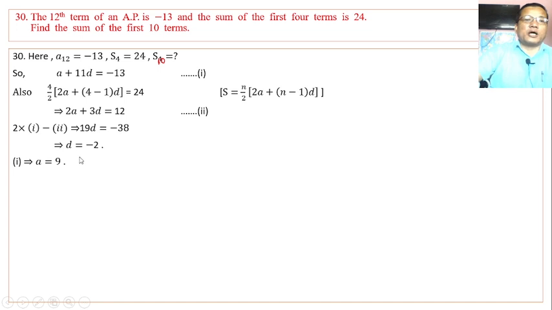Knowing A and D, we can find the sum of the first 10 terms. Again using this formula, S10, n is 10, A is 9, D is minus 2.